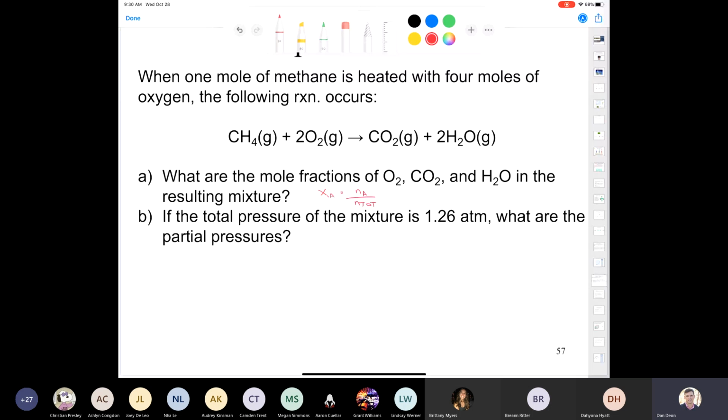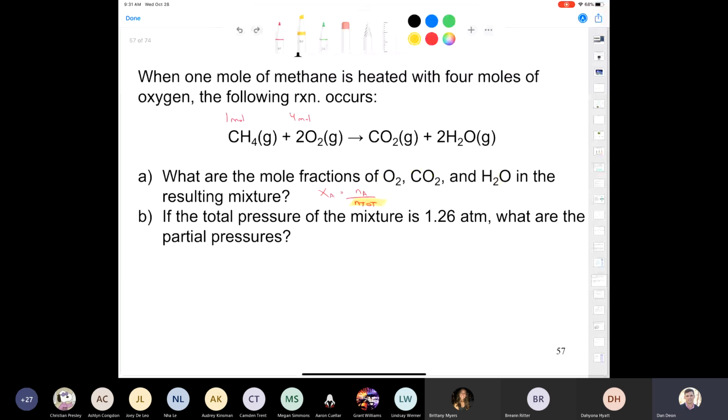And so what we're looking for is, when we have this reaction of 1 mole of methane plus 4 moles of oxygen, how many moles of carbon dioxide and water do we end up with? And what is the total number of moles of everything left over? Because we're going to need N total, and we're going to need the number of moles of oxygen, carbon dioxide, and water in order to figure out the mole fractions of each one of them.